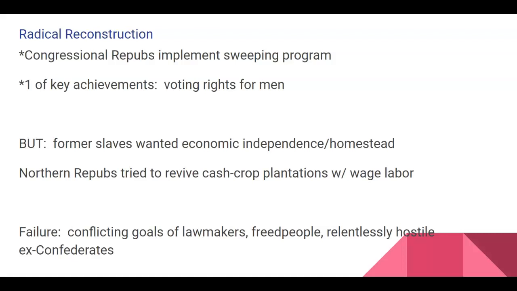So you have this failure. Reconstruction was not a total failure, of course. You can look at it many different ways. But you had this problem economically. You have these conflicting goals. The lawmakers wanted one thing, the freed people wanted another, and you had all these Southerners who were hostile beyond belief. And they just wanted to go back to the way it was. So they were doing everything they could to also obstruct Reconstruction.